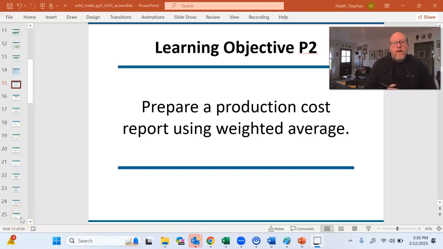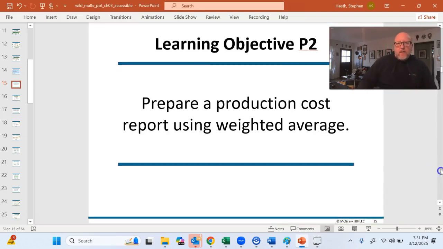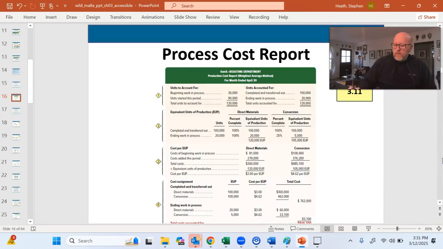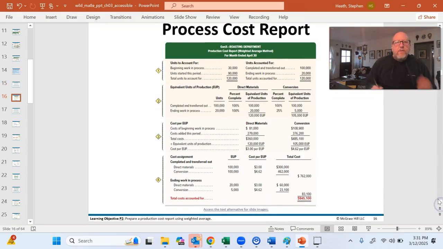Okay, moving on. I am going to create a production report using the weighted average method in this lecture. I'm definitely going to start with the PowerPoint slides, and I'm going to continue on with the example that we've been talking about in the PowerPoint slides. I'm not going to go through the detail again, but I do want to point out the steps, right?